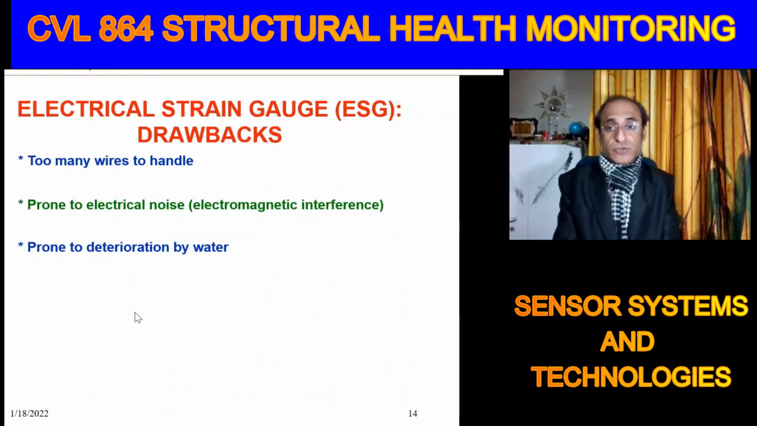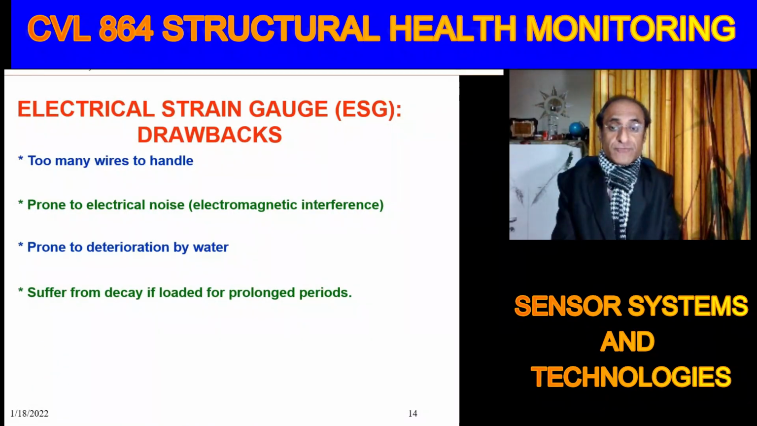Then they are prone to deterioration by water, because water causes damage to these strain gauges. That's why, if we are installing these strain gauges on the rebars in reinforced concrete structures, then we have to be very sure to protect them, else even the atmospheric moisture can spoil them.